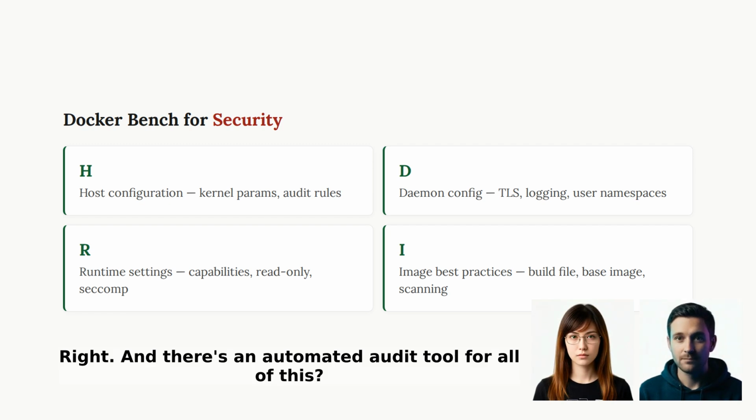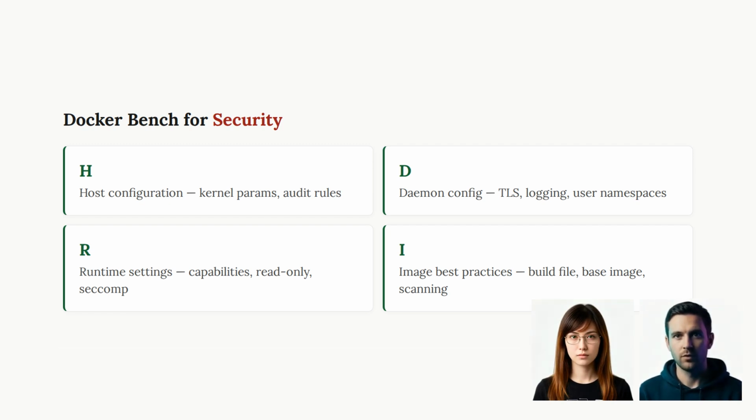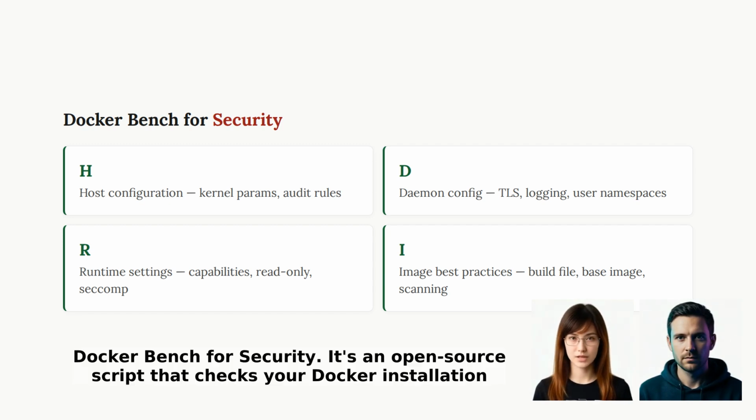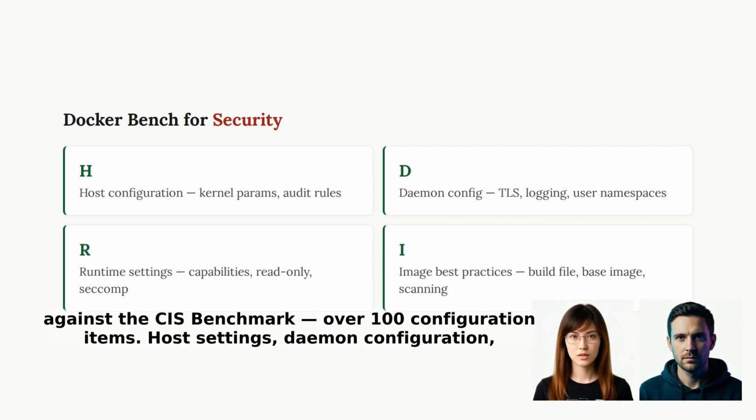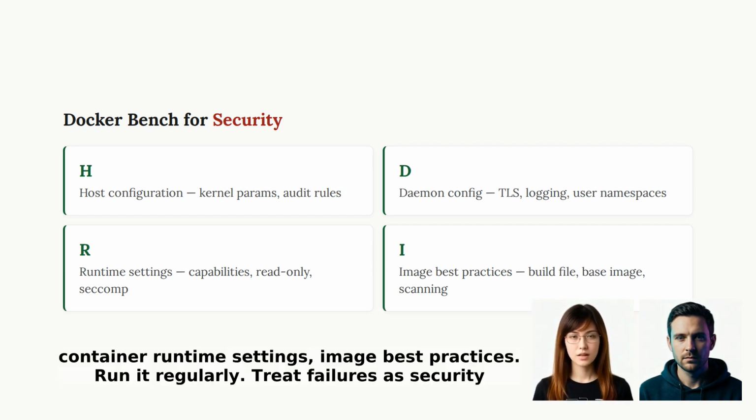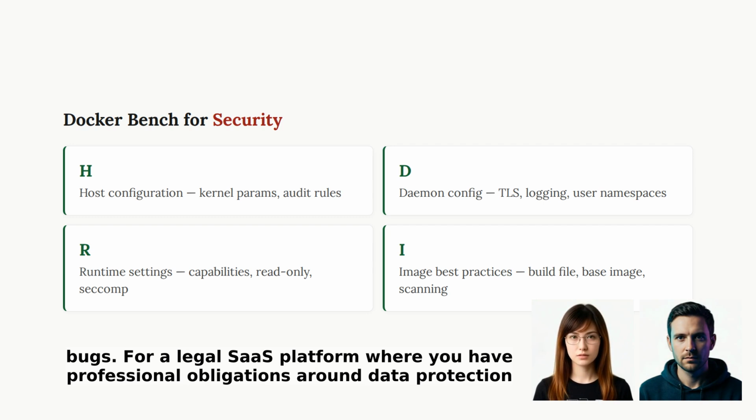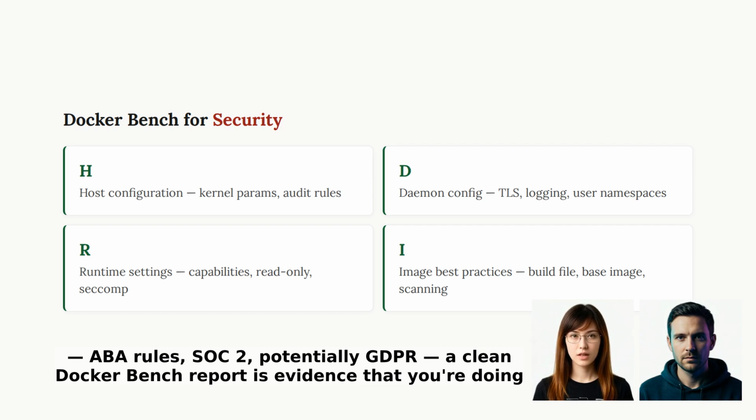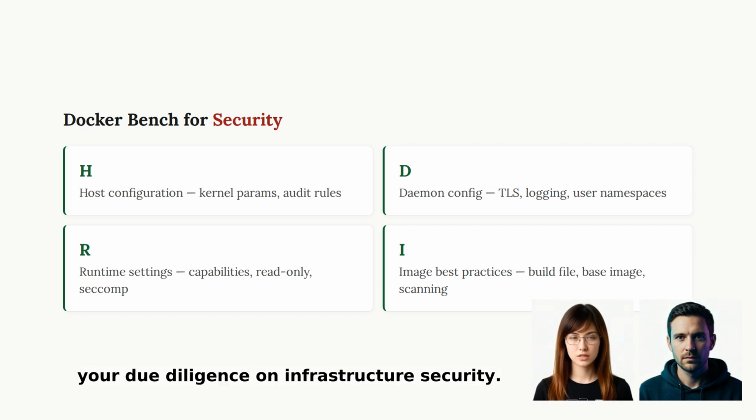Right. And there's an automated audit tool for all of this. Docker Bench for Security. It's an open source script that checks your Docker installation against the CIS benchmark. Over 100 configuration items. Host settings, daemon configuration, container runtime settings, image best practices. Run it regularly. Treat failures as security bugs. For a legal SaaS platform where you have professional obligations around data protection, ABA rules, SOC 2, potentially GDPR, a clean Docker Bench report is evidence that you're doing your due diligence on infrastructure security.